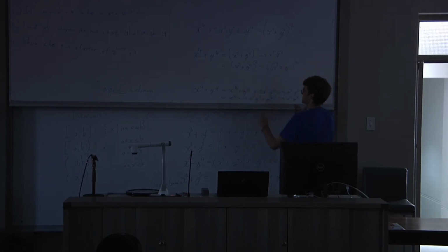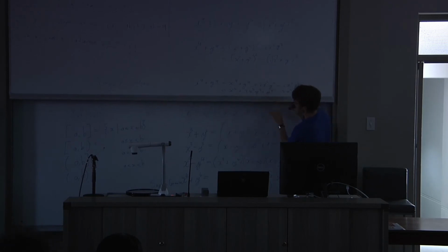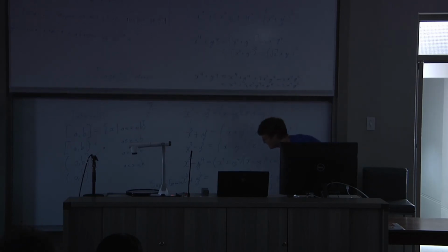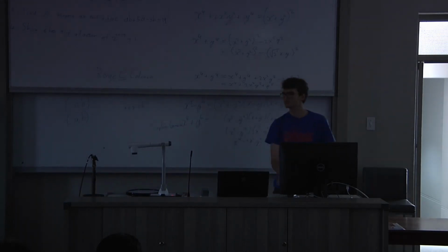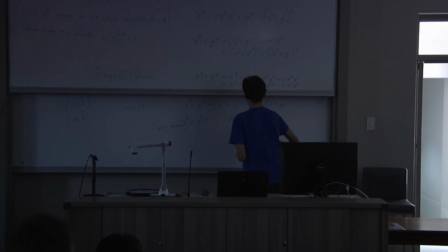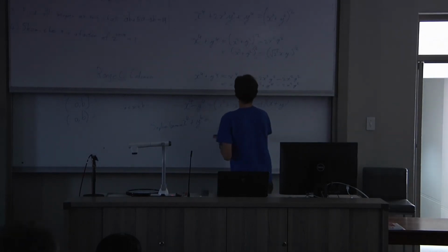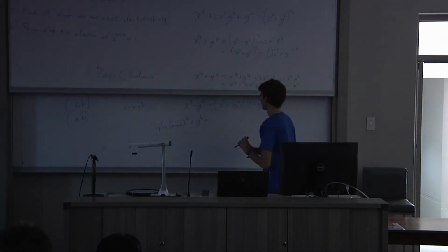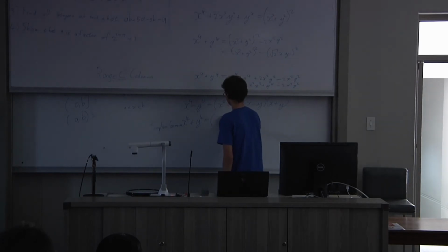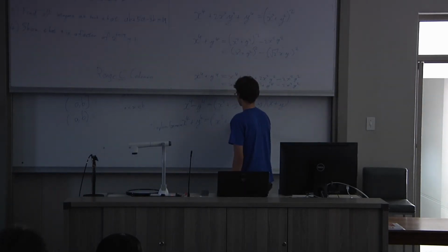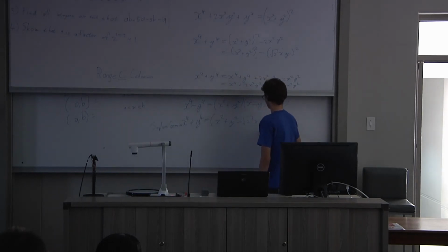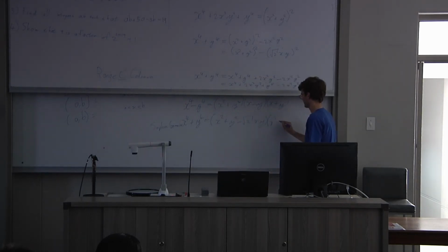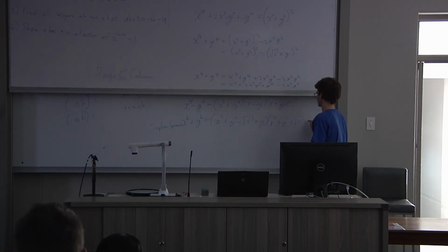Now you have a difference between two squares, which means that x to the 4 plus y to the 4 is x squared plus y squared minus the square root of 2 times xy, times x squared plus y squared plus the square root of 2 times xy.